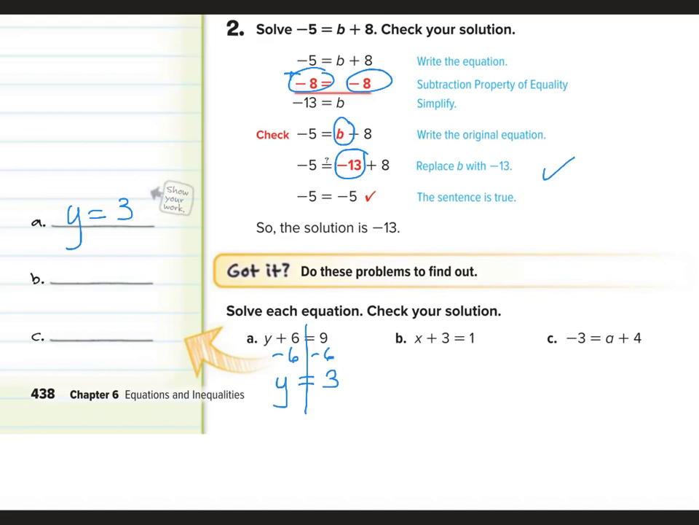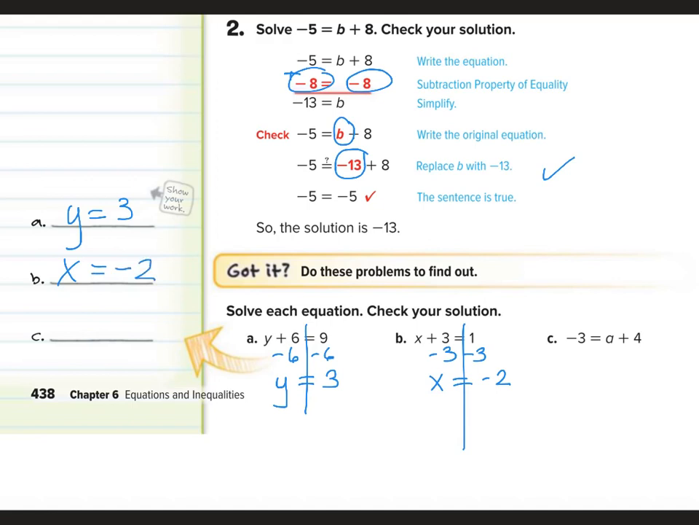B is x plus 3 equals 1. Subtract 3 from both sides. I'm using the subtraction property of equality. And x equals 1 minus 3, which is -2. Remember our integer addition and subtraction practice.